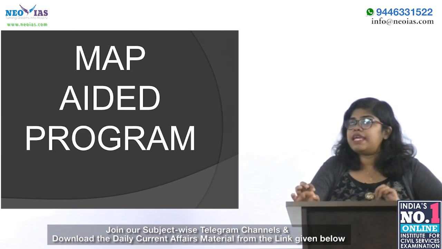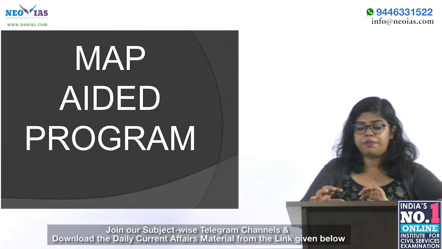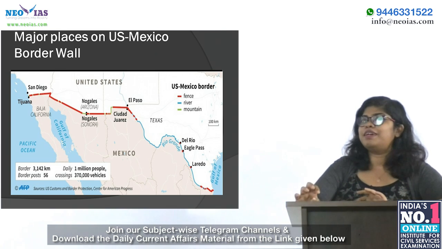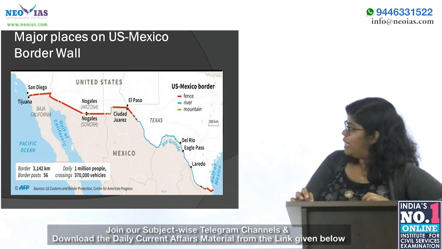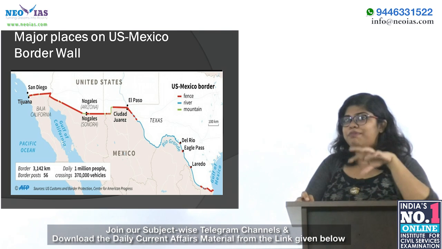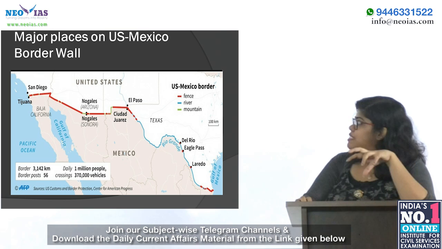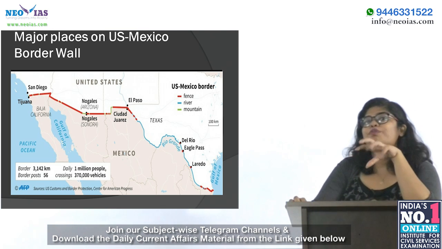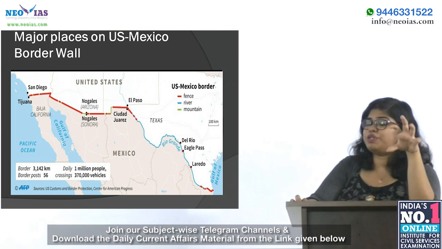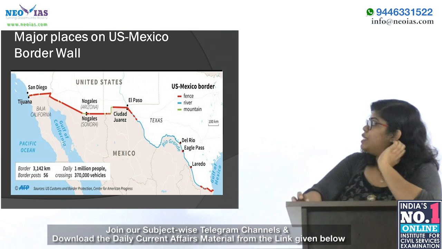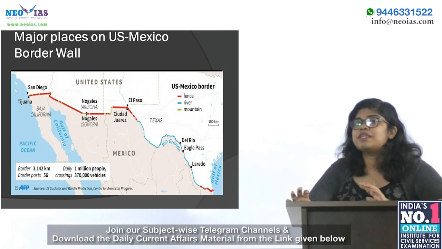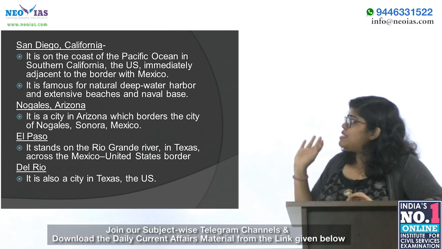Okay. Then coming to the next section, map aided program. I have the US-Mexico border wall here. Basically my point is I'll give you 6 to 7 names of cities on the US-Mexico wall, because always in the world page of The Hindu newspaper you can find US-Mexico wall problems. So I'll give you a few important cities.